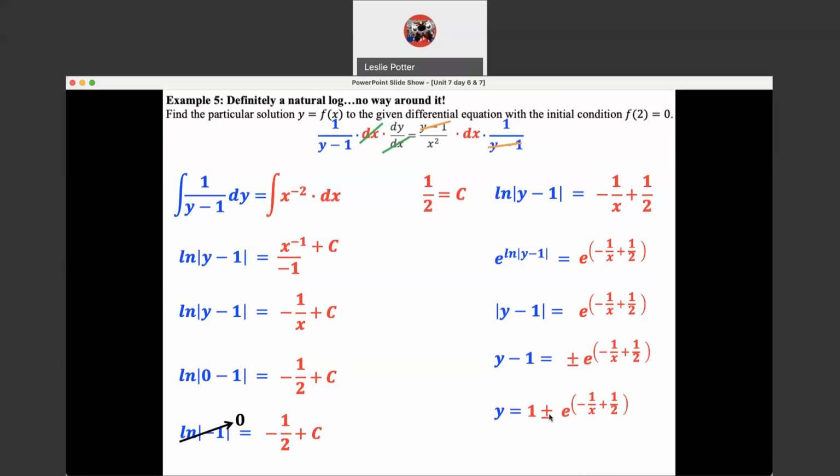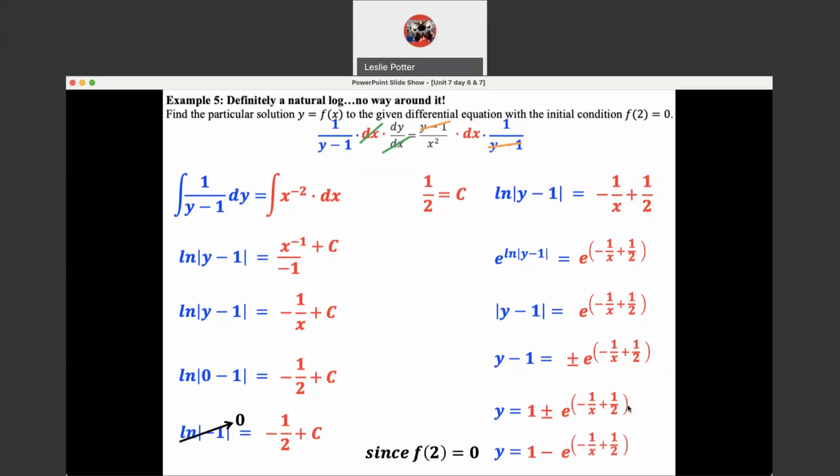Okay, so now we have to decide which one do we keep. And it goes back to this initial condition. This initial condition has to work in whatever you write down here. So when x is equal to 2, I better get 0. So if I put 2 here, then it makes the power 0. e to the 0 is 1. So I must need the minus sign so that 1 minus 1 gives me 0. If I use the plus sign, I will get 2. So I have to pick, because of this initial condition, I have to pick the minus sign as my particular solution.